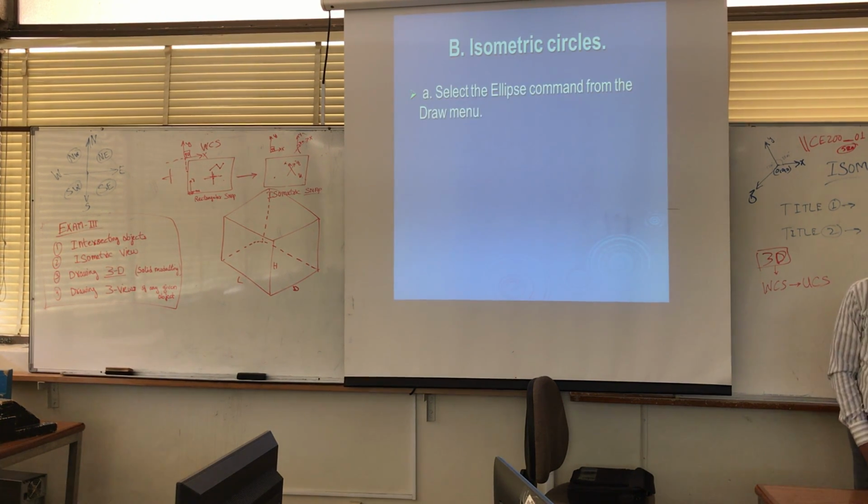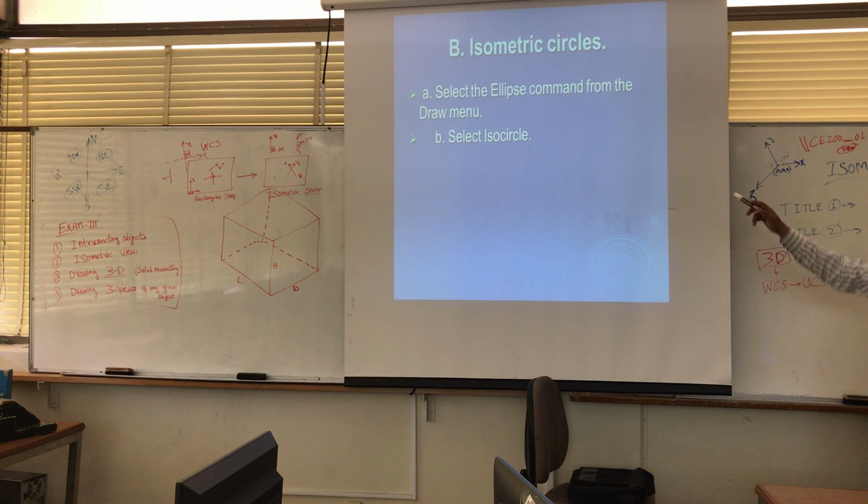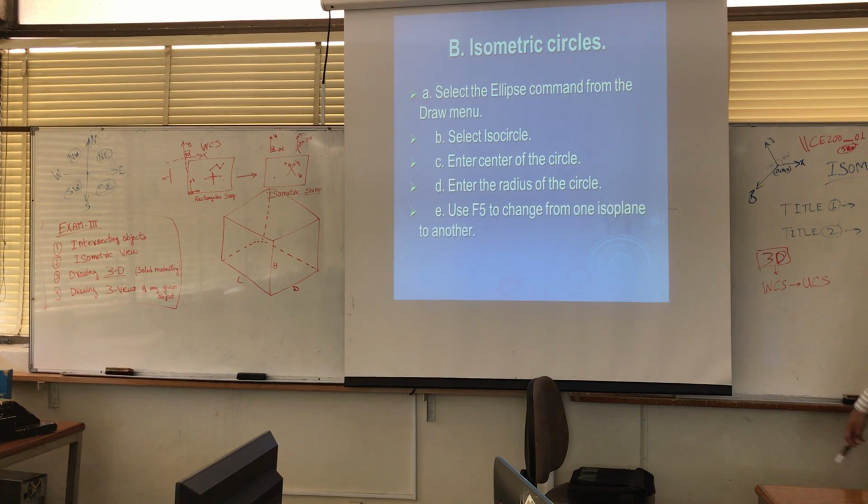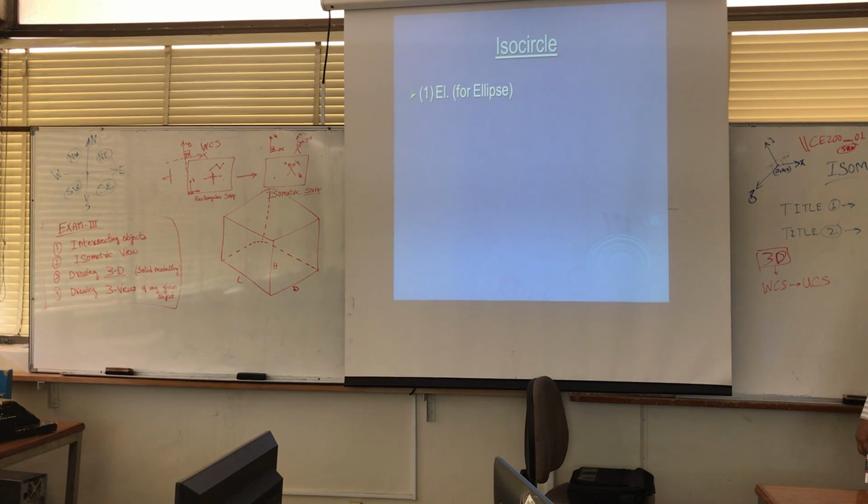For drawing isometric circles, you have to select the ellipse command. Like when you want to draw a circle, what we used to do, we select circle, we go to the center of the circle, put the radius and it draws. This is the normal procedure. But in this, we have to select it as an isocircle. Go to the ellipse command, press isocircle, then center, then put the radius of the circle. It will draw it. And use F5 always to change from one plane to another, from top to left, left to right, or to the front. Isocircle, this is the command. Ellipse, EI is the command for ellipse, or you can select ellipse from the menu which you have at the sides.